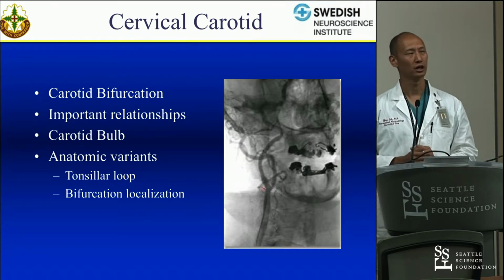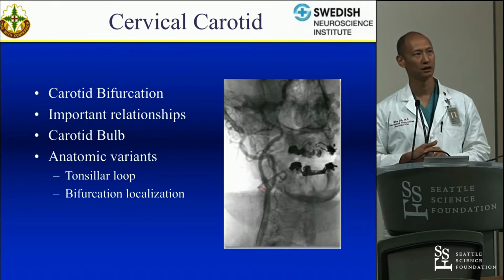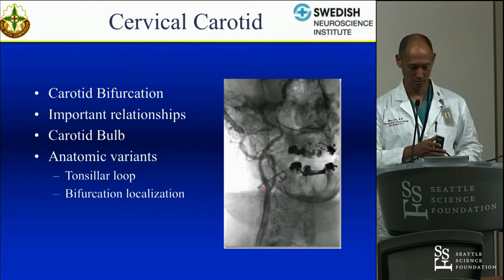Anatomic variants, there's the tonsillar loop. Here's the picture in this older angiogram. It does actually take a medial course of the ICA.